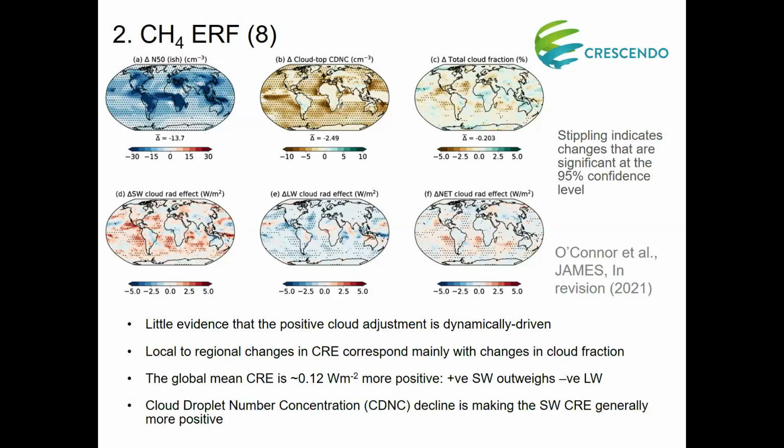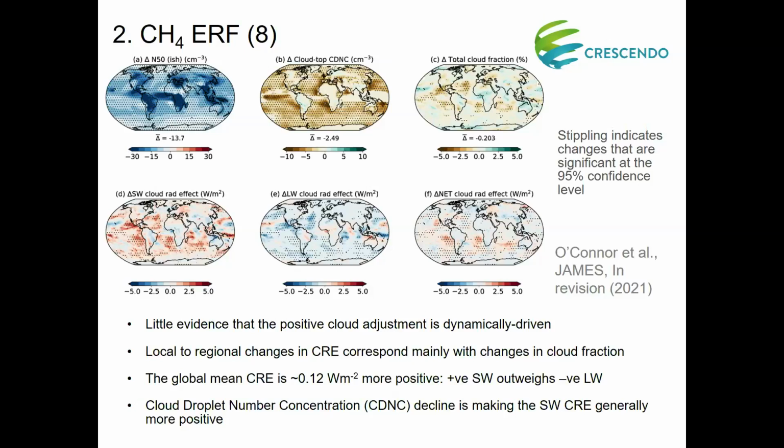So it appears, at least in the UK model, that there's little evidence that the positive cloud adjustment is dynamically driven. It appears to be predominantly aerosol driven, where the reduction in cloud droplet number concentration is making the shortwave cloud radiative effect generally more positive.